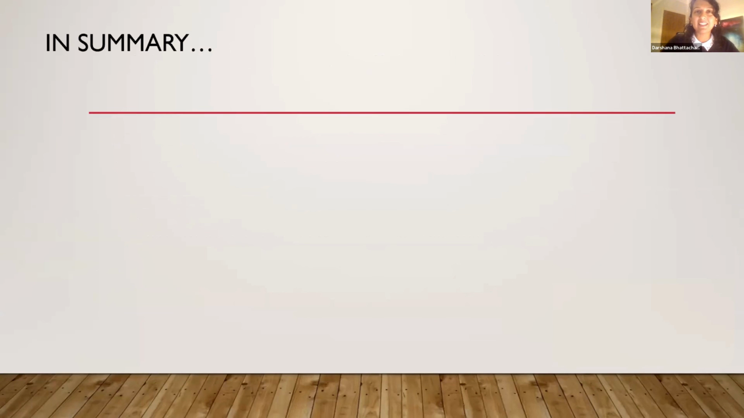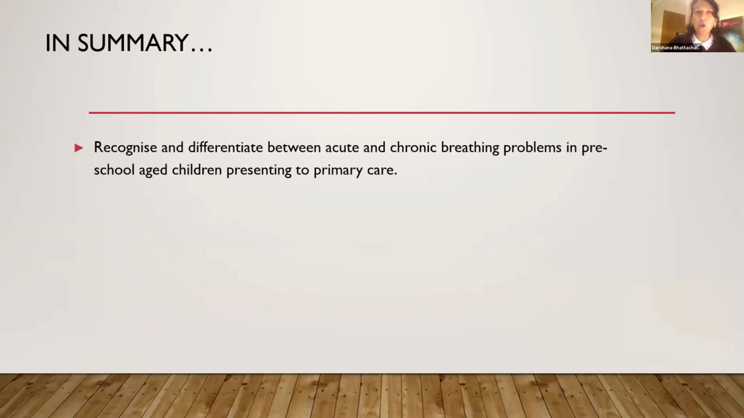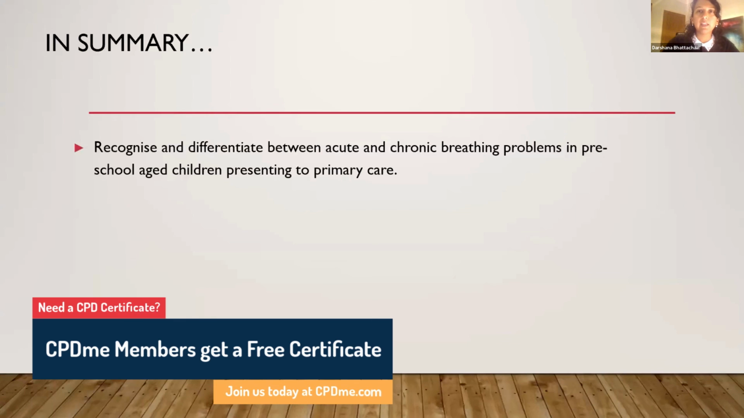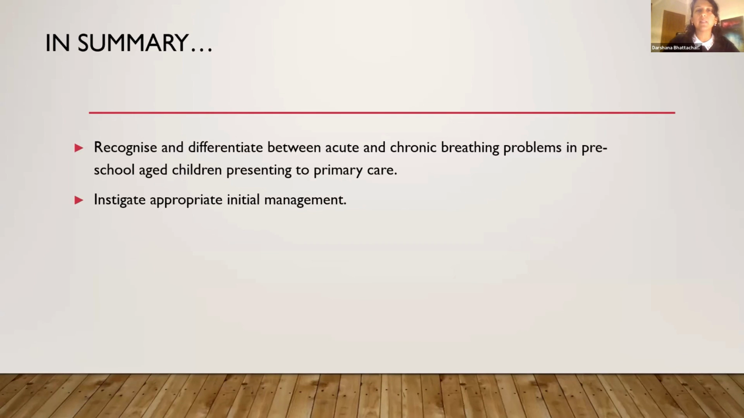So that's the end of my presentation. So in summary, I hope that you'll now be able to recognize and differentiate between acute and chronic breathing problems in children under 5 presenting to primary care or outside of hospital. I hope you'll feel more confident in instigating appropriate management and assessing children using the ABC technique. Know when to refer to secondary care or to hospital. And that's it. Thank you very much.